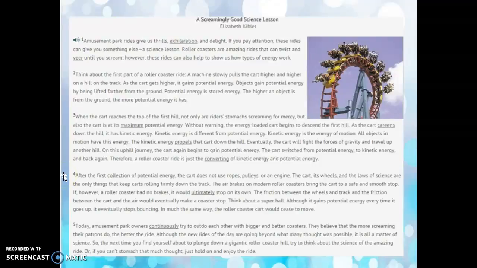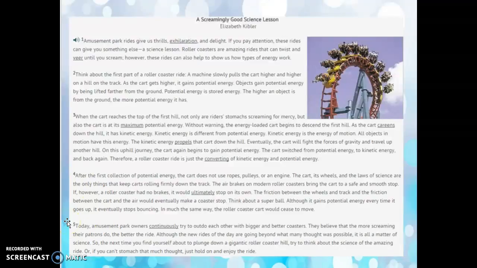After the first collection of potential energy, the cart does not use ropes, pulleys, or an engine. The cart, its wheels, and the laws of science are the only things that keep carts rolling firmly down the track. The air brakes on modern roller coasters bring the cart to a safe and smooth stop. If, however, a roller coaster has no brakes, it would ultimately stop on its own. The friction between the wheels and track and the friction between the cart and the air would eventually make a coaster stop. Think about a super ball. Although it gains potential energy every time it goes up, it eventually stops bouncing. In much the same way, the roller coaster cart could cease to move.